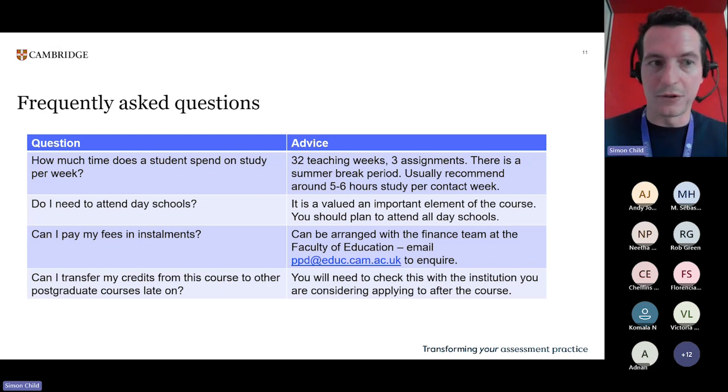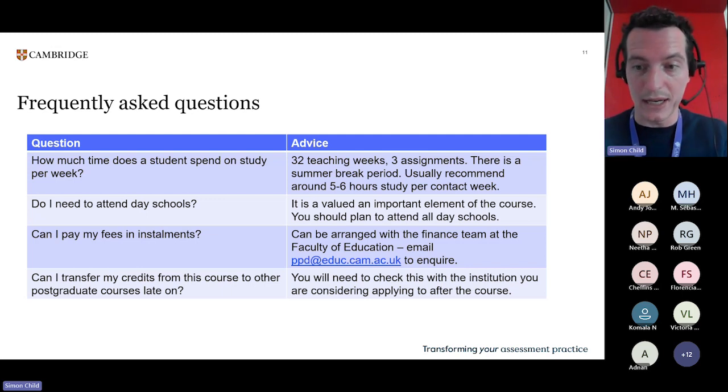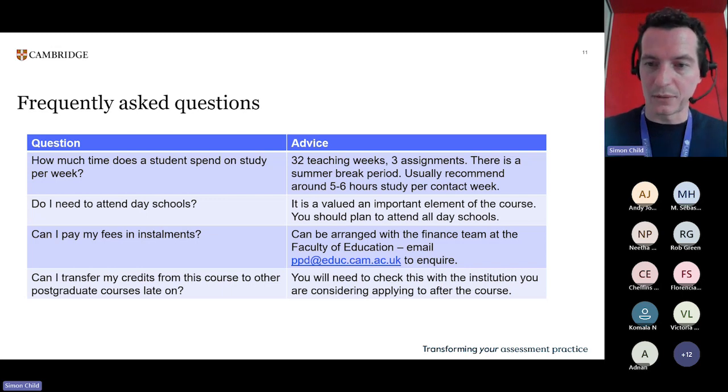So, as I mentioned before, students are often asking how many hours a week they have to commit to the course itself. As a rule of thumb, and it can vary from week to week, in particular when assignments are due, there are 32 teaching weeks and 3 assignments. So it's around 5 to 6 study hours per contact week. And then outside of the contact weeks, as you're working on the assignments, it may be possibly slightly less, but possibly slightly more, depending on how much progress you've made in relation to the assignments during the contact weeks.